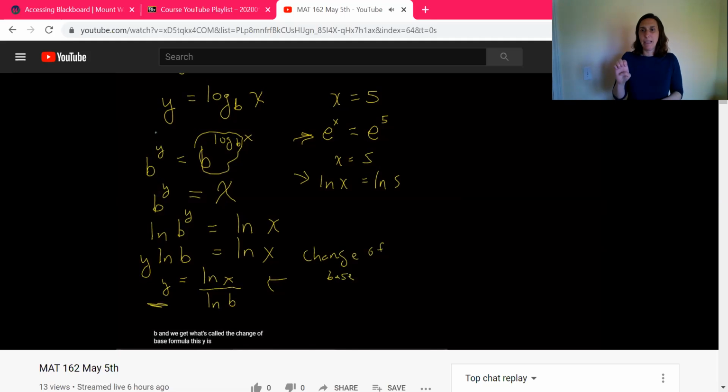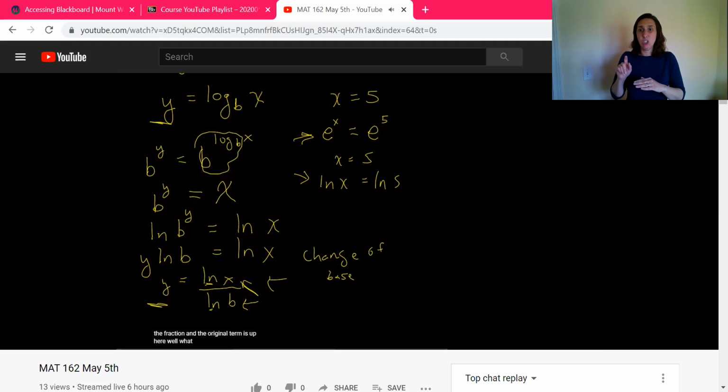This y is still equal to that y. I initially started with a logarithm in a base that my calculator didn't have the key for, and I have an answer in terms of a base that my calculator does have a key for. Notice my original base becomes the basement of the fraction, and the original term is up here.